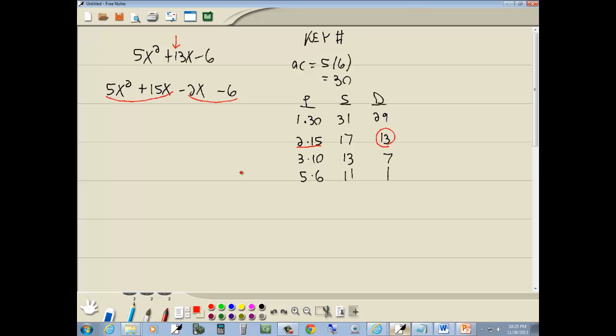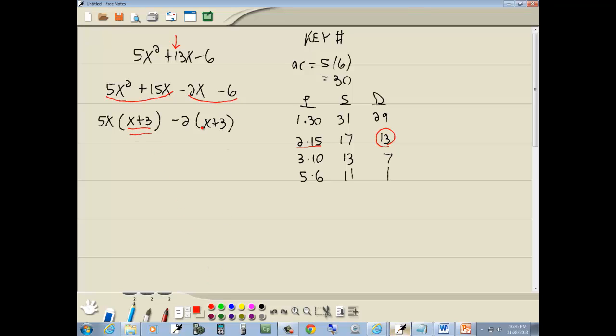Well, then I want to use factoring by grouping. The first group has a 5 and an x in common, and that gives us x plus 3. Now, the second group, they're both divisible by 2, and the first term's negative. So I'll factor out a negative 2, and that's going to give us x plus 3.